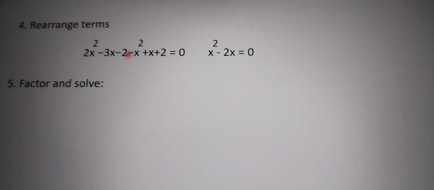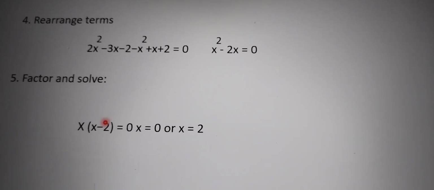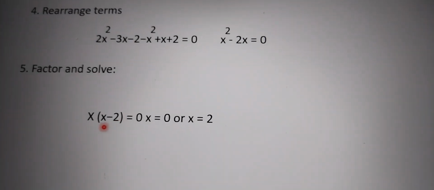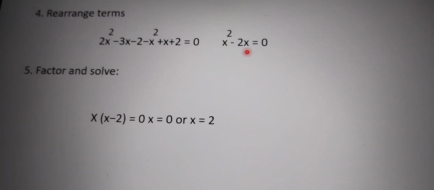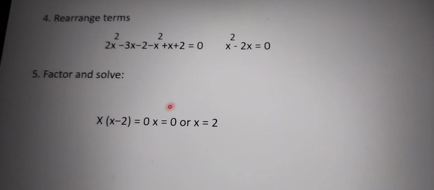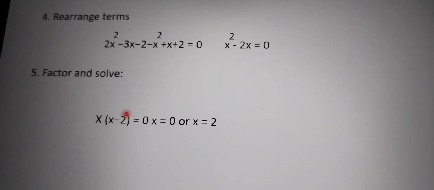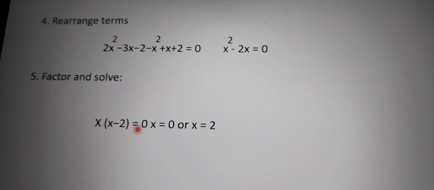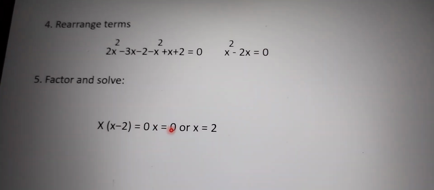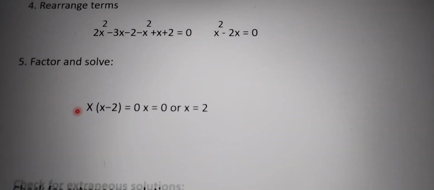Factor and solve. The last part is to solve it. When we solve this, it will be x times (x - 2), because this is the same as x² - 2x equals 0. x multiplied by x gives us x², which we have here, and x multiplied by negative 2 gives us negative 2x, which is already here. So x equals 0 or x equals 2. When we solve it, that will be the answer.